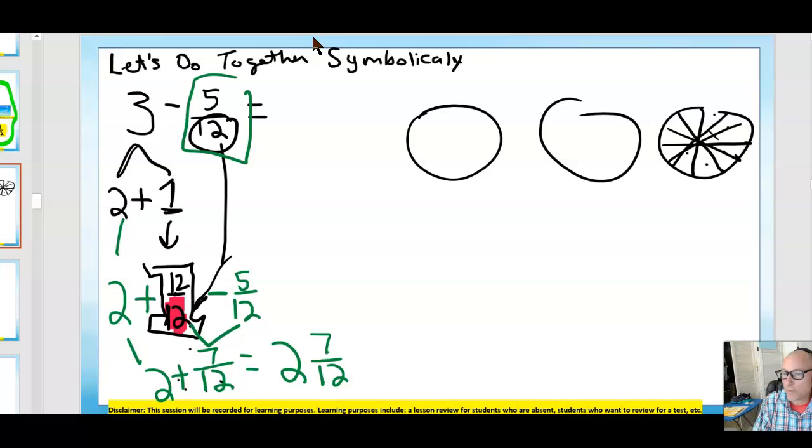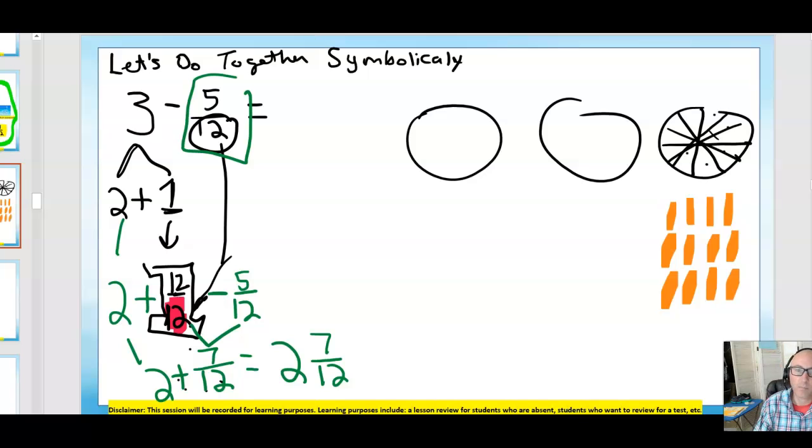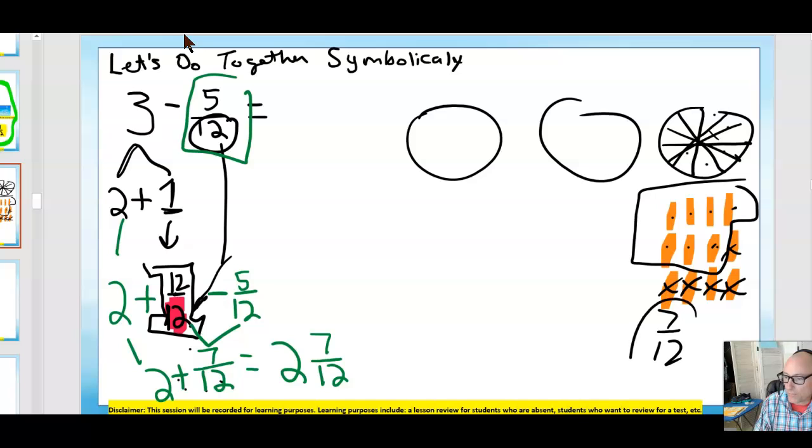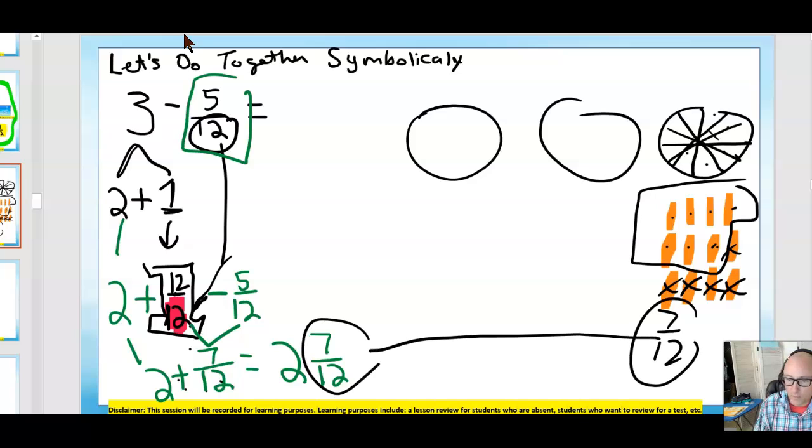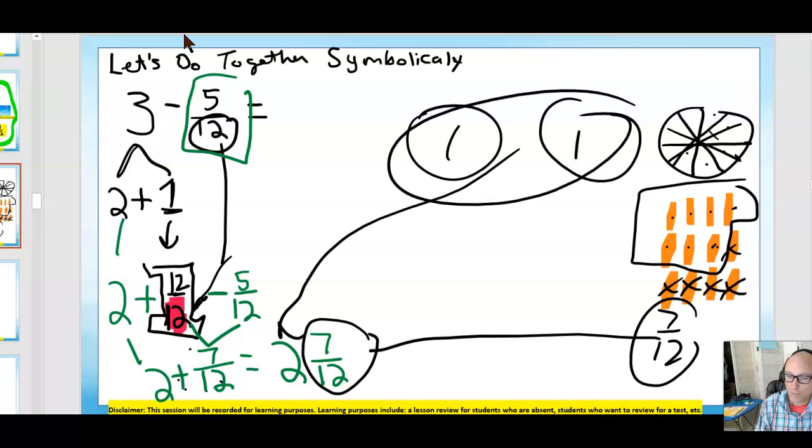All right, so if you have 12 pieces of pizza, and you give away 5, how many pieces of pizza do you have left? 7 slices, 7 out of 12, 7 twelfths are left. Oh, what do you know? That's what we got here. 2 whole pizzas and 7 twelfths.